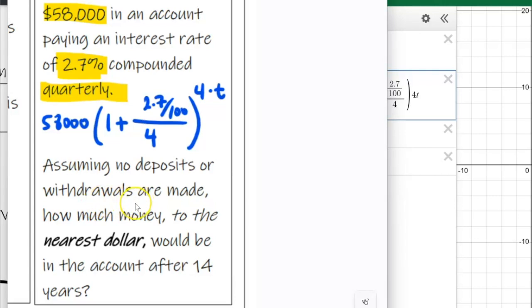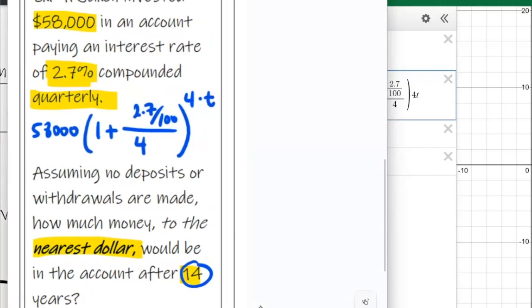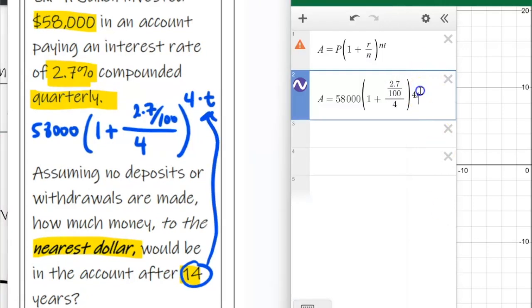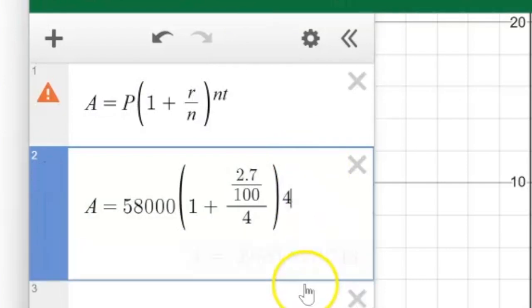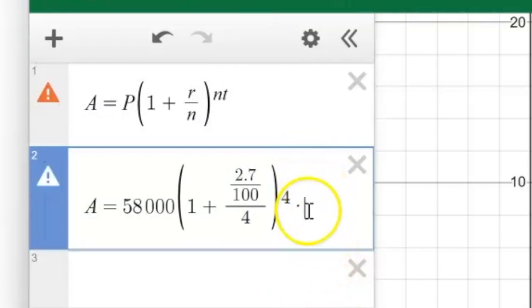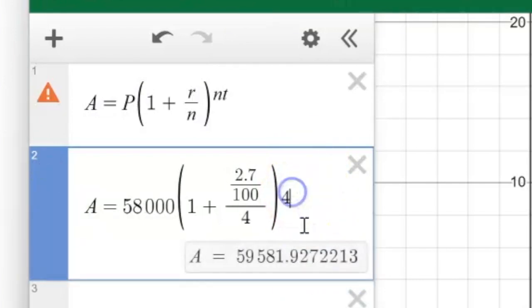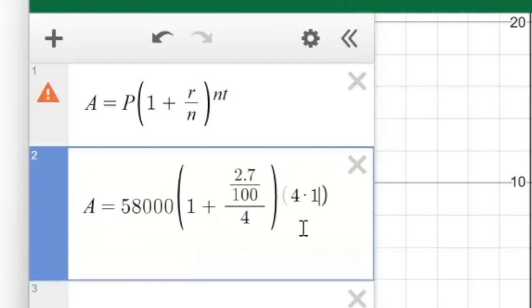Assuming no deposits or withdrawals are made, how much money to the nearest dollar? Okay, so again, we're going to talk about that in just a second. Would be in the account after what? 14 years. Okay, so 14 is my time. So that number 14 is going to go where my T is. And all I have to do is just come to the calculator and type it in there. So if I delete that and I hit times again, it comes to the bottom. So to keep that up, come to the top, close the parentheses, and then go in and type times 14.